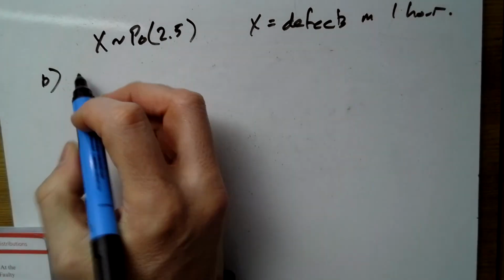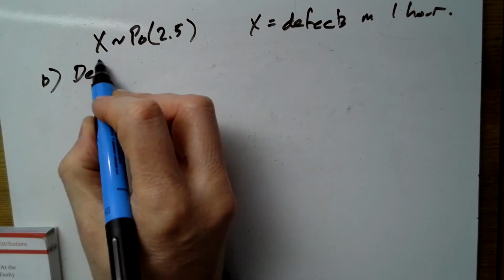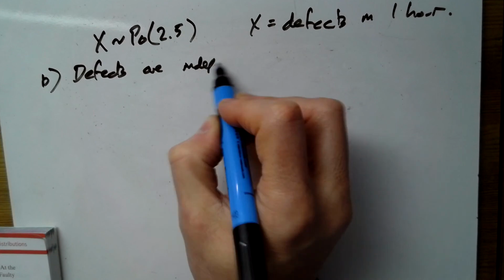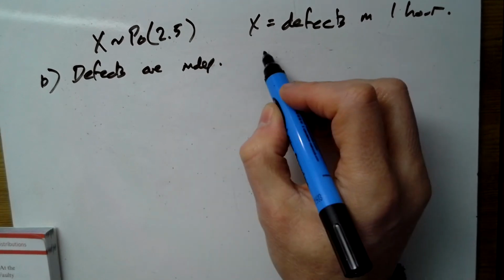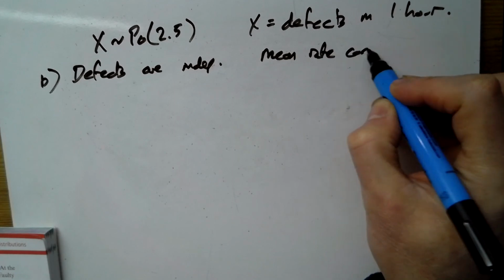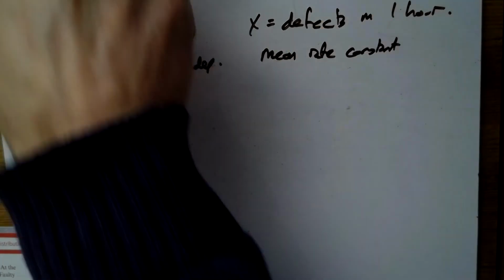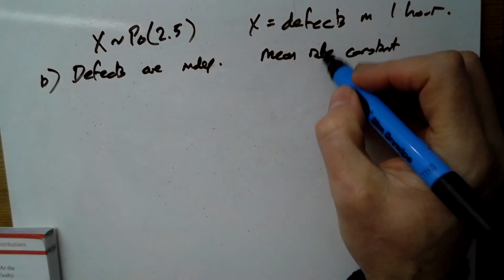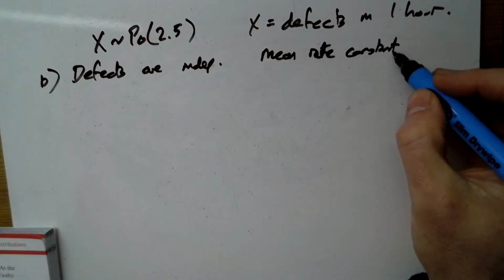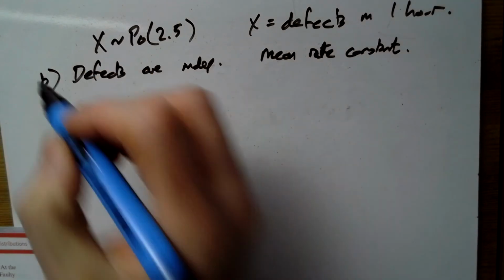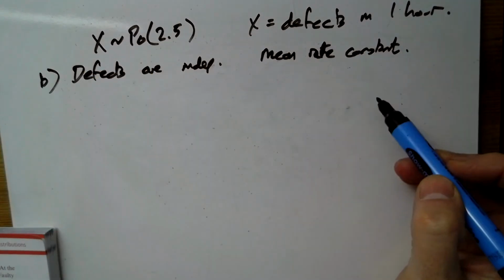So it is that the defects are independent, and also that the mean rate is constant. Sometimes that might not be true in a manufacturing process. They might make more mistakes at the beginning of the day when you first turn it on, or maybe as if it's been working for a long time. So that assumption is that the mean rate is consistent all the way through.